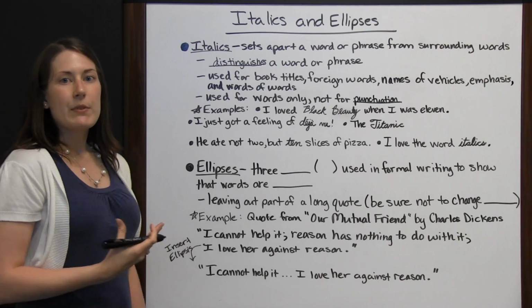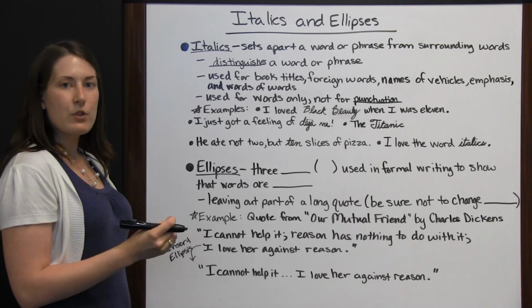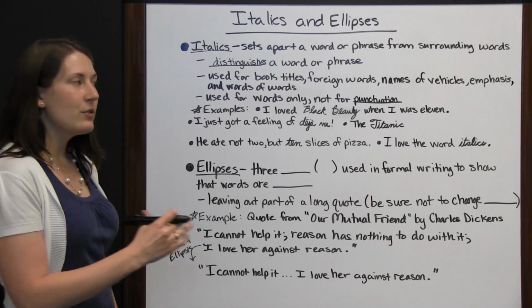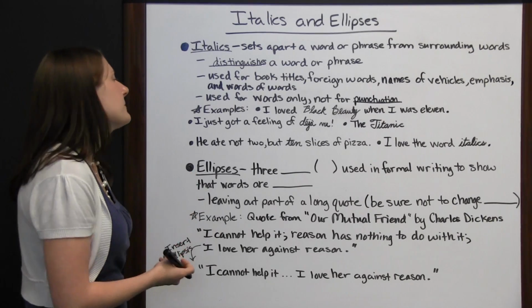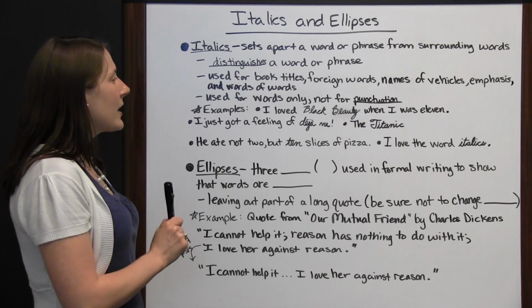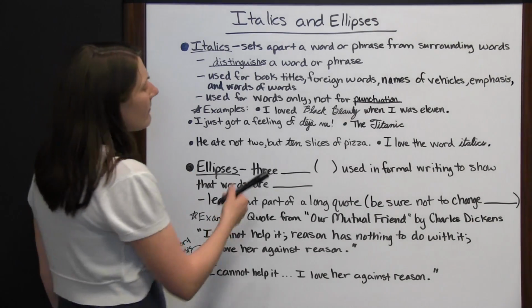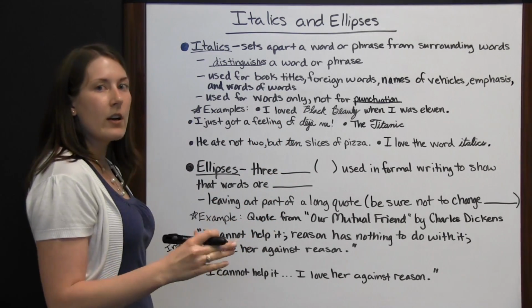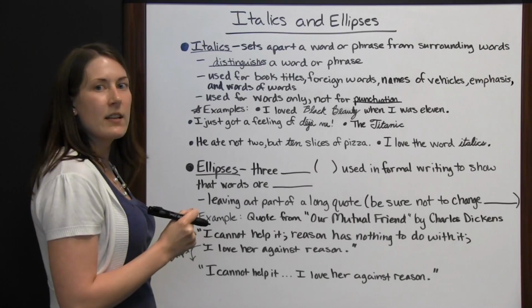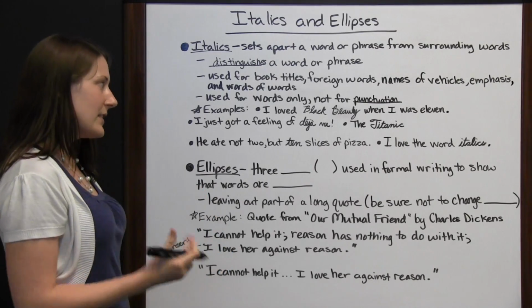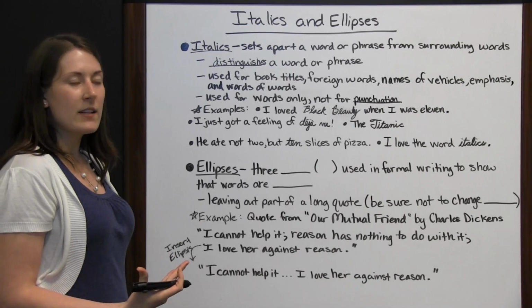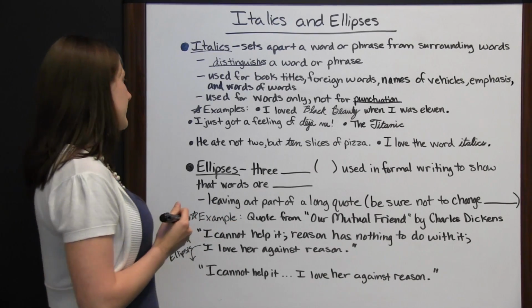So let's look at some examples to see how italics can distinguish a word in a sentence and set it apart from the rest of the sentence so that you really focus on that one word. I loved Black Beauty when I was 11. Black Beauty is the title of a book and it sets it apart, and you know that's what the title is because it's in italics and the rest of the sentence isn't, so you can easily distinguish what the title is from what else I wrote.